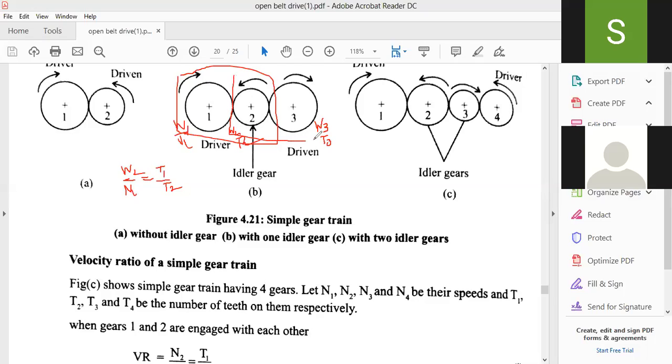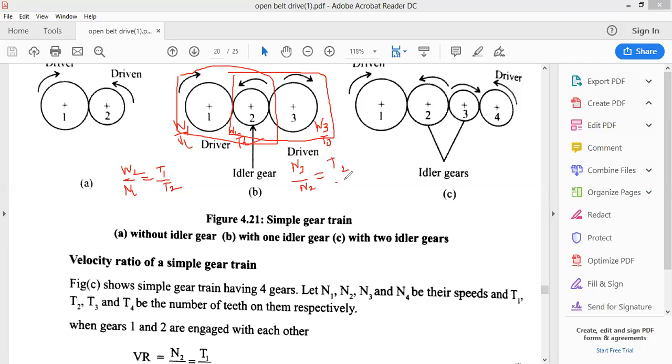Now let us go to the next half. Now here N3 by N2 is equal to T2 by T3. Okay, right? Now if this is going to rotate for one rotation, since its size is smaller, it's going to make more than one rotation. Now by the time this makes one rotation, the last gear is bigger, so it is going to make less than one rotation, right? So there's an interconnectivity between all these three things. So when we equate these, okay, so what is going to happen? We are going to get it like this.